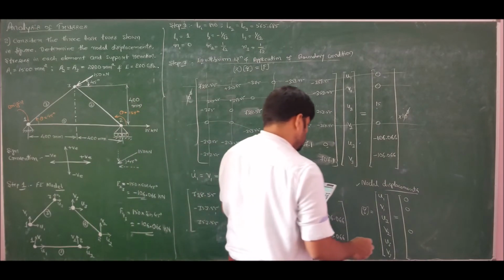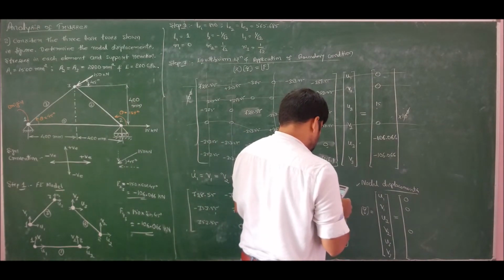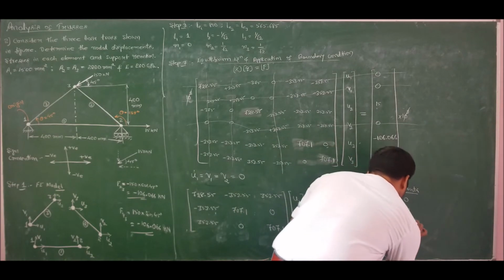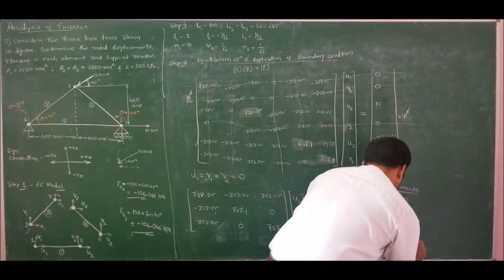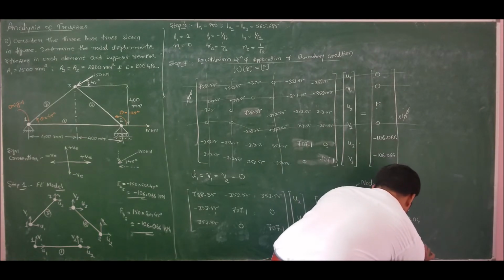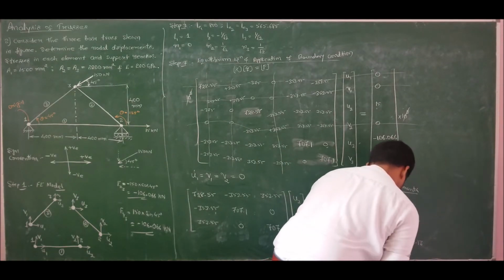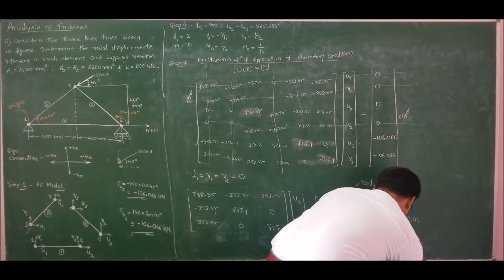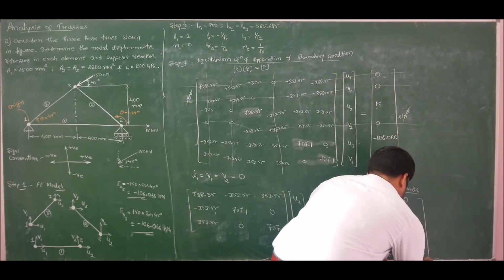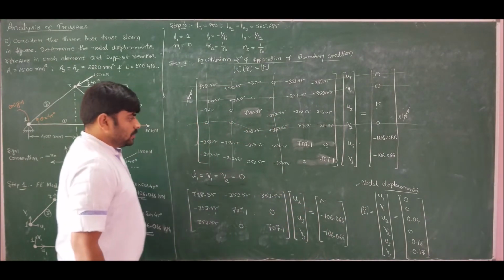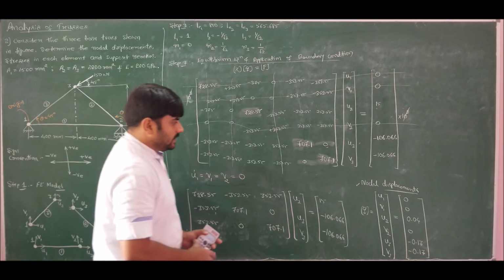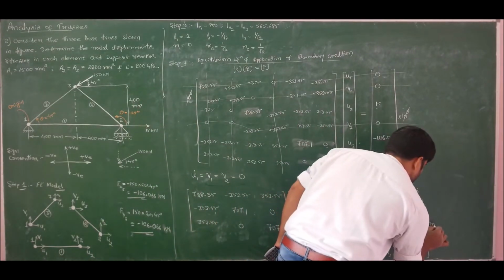So the answers are U2 is 0.04, U3 is minus 0.13 and V3 is minus 0.17. So the displacements are U2 is plus 0.04, U3 is minus 0.13 and V3 is minus 0.17 millimeters.